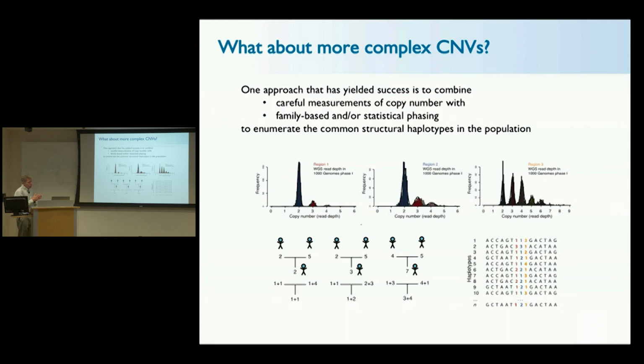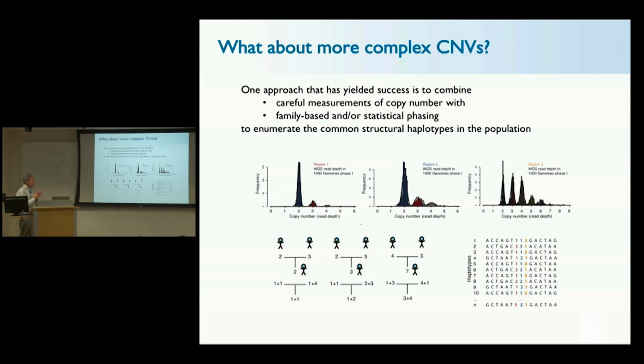So that's kind of simple deletions and duplications. But what do we do when we get to these more complex, multi-allelic CNVs? Sometimes these multi-allelic CNVs exist all by themselves in one part of the genome, but actually pretty often there will be a locus where there are several of these multi-allelic CNVs in the same locus.